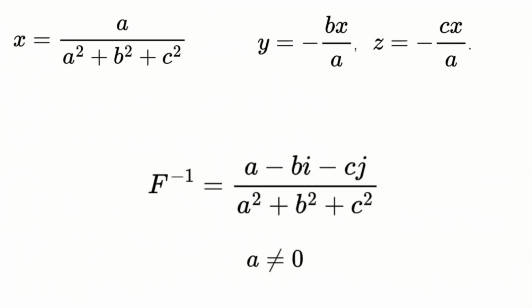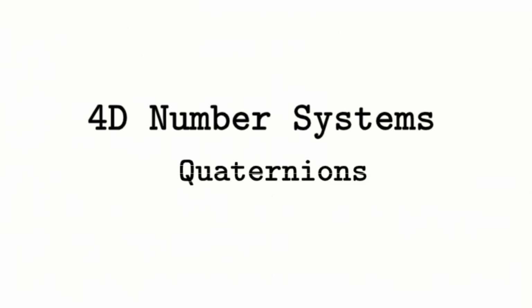3D dual numbers give us a simple, structured way to explore three-dimensional algebra, clean, commutative, and easy to build on. In the next video, we'll level up to 4D numbers with a fresh approach to quaternions. No old school confusion, just a new intuitive method.